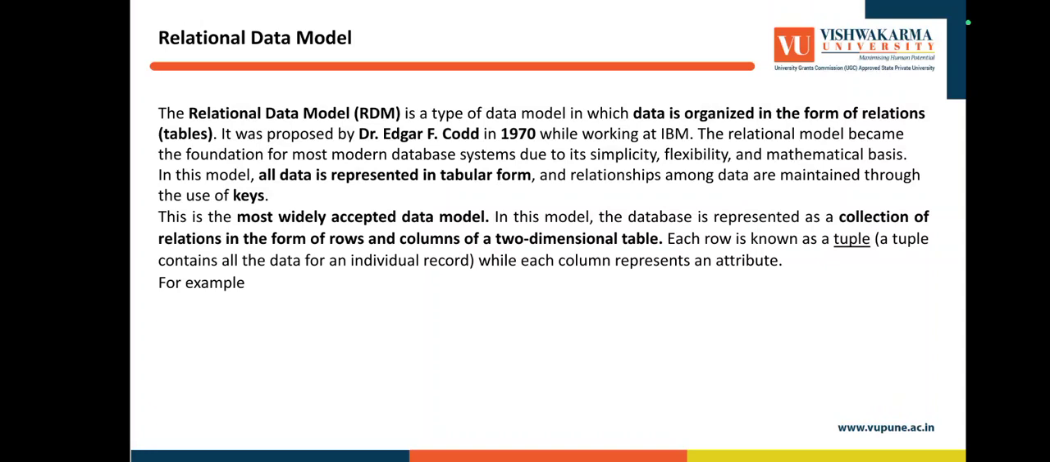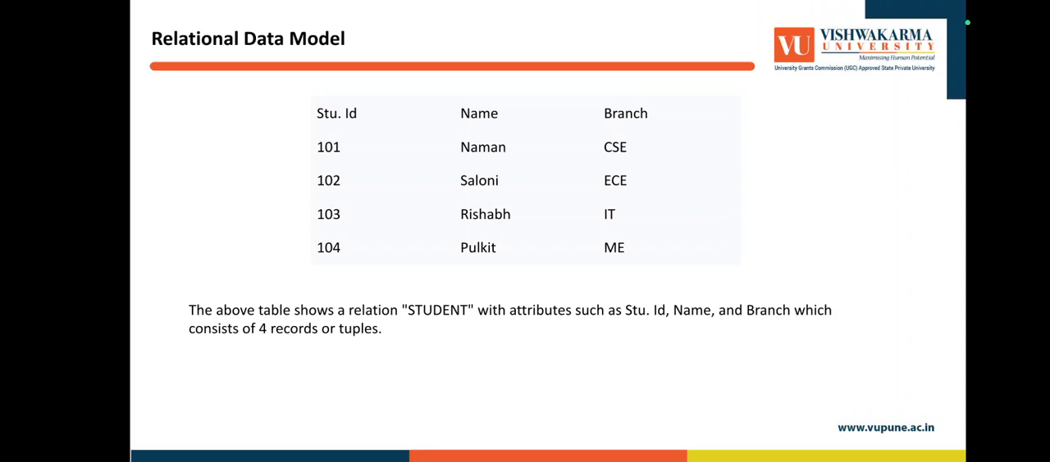In this model, the database is represented as a collection of relations in the form of rows and columns of two-dimensional tables. Each row is known as a tuple. A tuple contains all the data of an individual record, while each column represents an attribute. This is an example. We can see the above table shows the relation of student with attributes such as student ID, student name, and branch with its respective data in it. It consists of four records or four tuples.